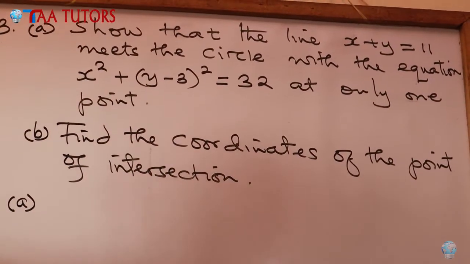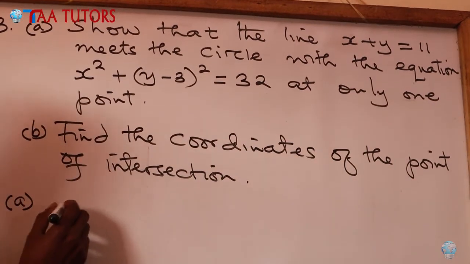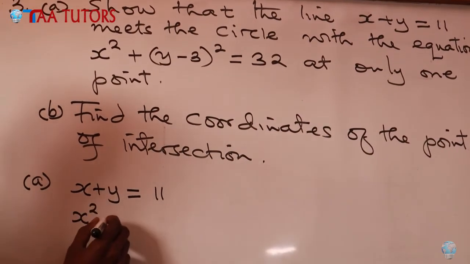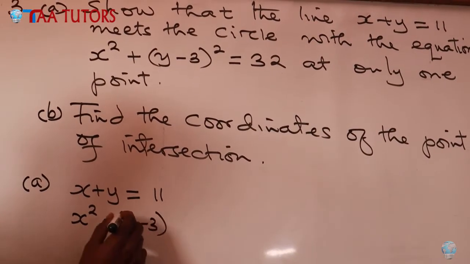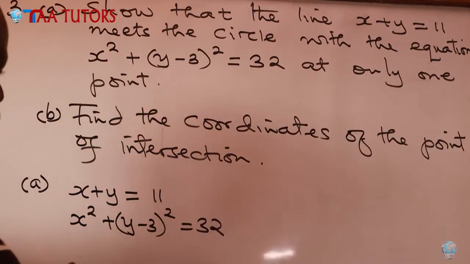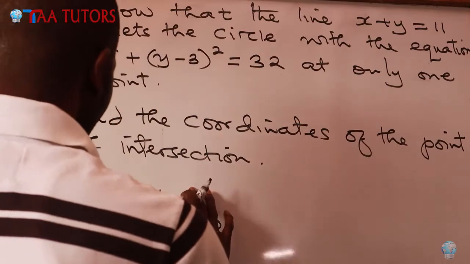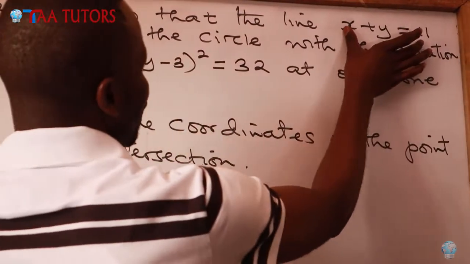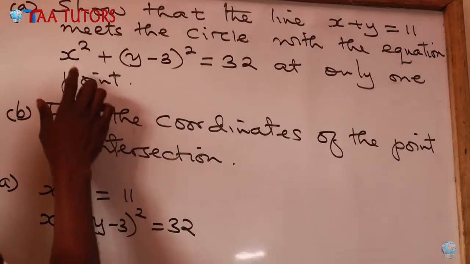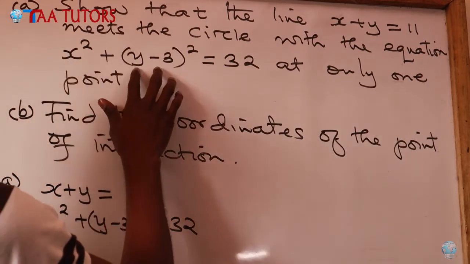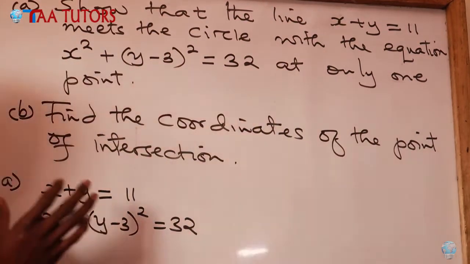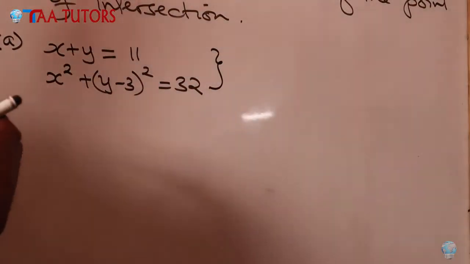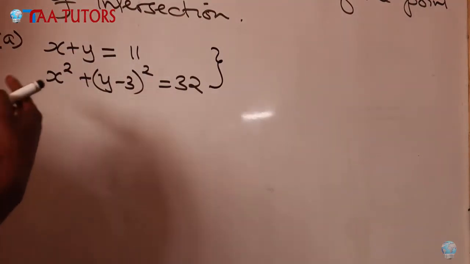For us to deal with part A, like we said before, we are going to have two equations, which is x plus y equals 11, and the other equation is x squared plus (y minus 3) squared equals 32. What we are asked is to show that this line x plus y equals 11 intersects the circle with the equation x squared plus (y minus 3) squared equals 32. So for us to determine that, first we have to express this in the form of a quadratic equation by dealing with one unknown.